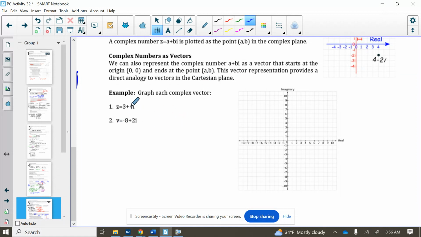So if we're going to graph each vector, vector z, if it is 3 plus 4i, we are going to go to the right 3 on the real axis, up 4 on the imaginary part, and we would have vector z graphed, versus vector v, which is going to the left 8 on the real component, up 2. So again, draw it so that we show starting at the origin, going to that point. Here then is vector v.